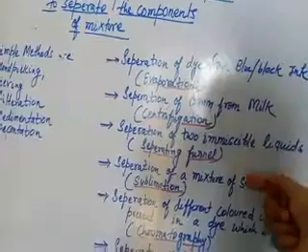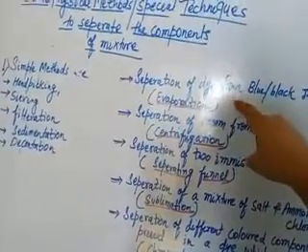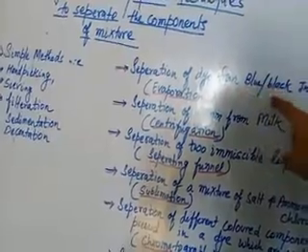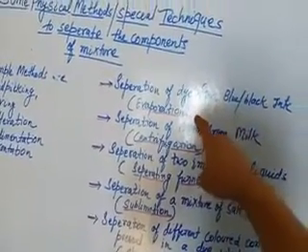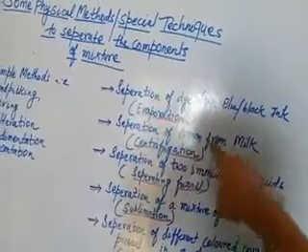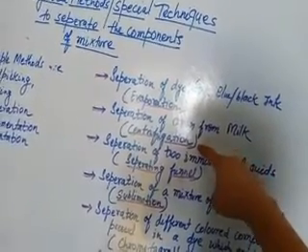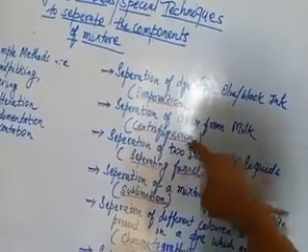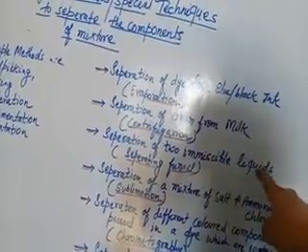So these are all you have to study in this chapter. The first one is separation of dye from blue or black ink, and this can be done by the evaporation method. Now the second separation method is separation of cream from milk, and that is done by one special technique called the centrifugation method. Now third is separation of two immiscible liquids.